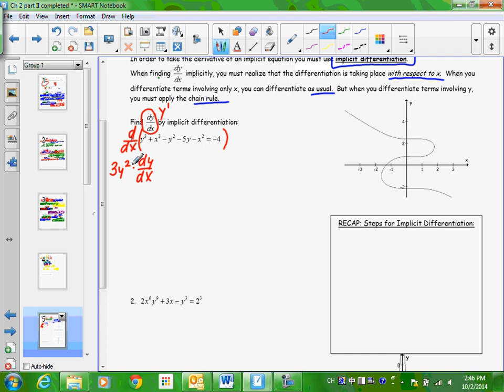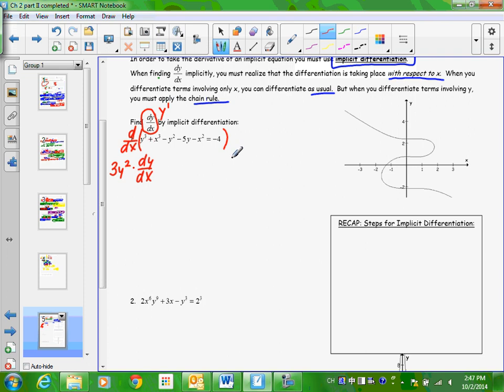Let me explain this again. Whenever you take the derivative of a y term when doing implicit differentiation, you do the power rule or whatever rule you need to apply. But y is a function of x, so you have to take the derivative of y with respect to x. The way most of you are going to remember this is anytime you differentiate a y term, you just write dy over dx after it. You're probably not going to think through these steps every single time.